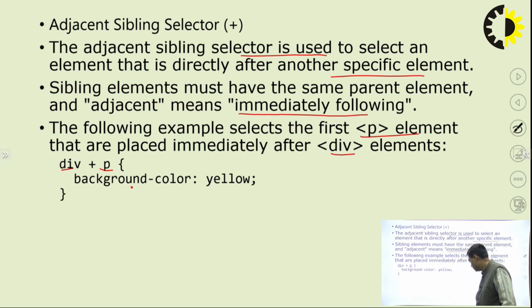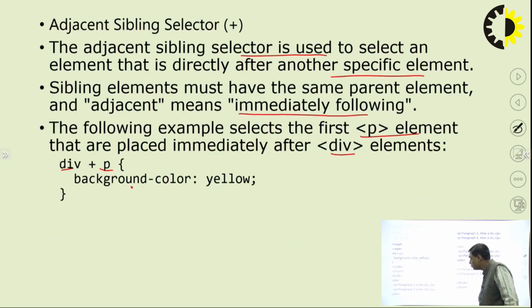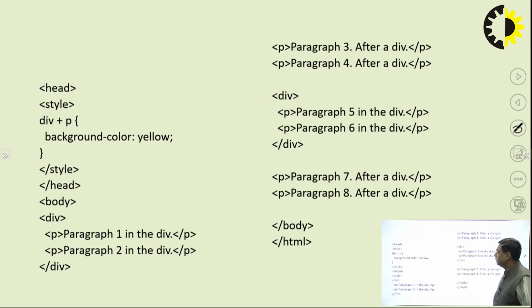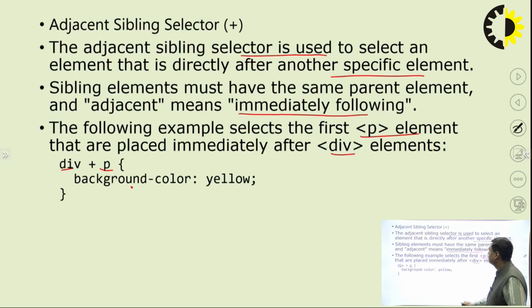So we have some examples. In this example we will discuss it. Now this is the example of the adjacent sibling selector. In this you can see P is the sibling of div and it should be immediately after the div element.